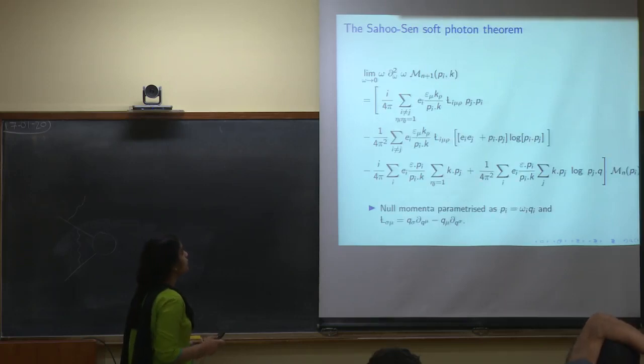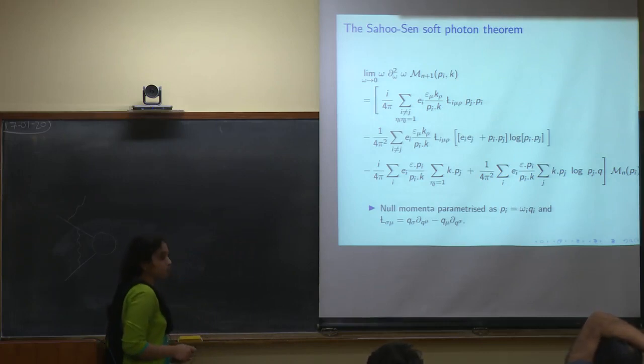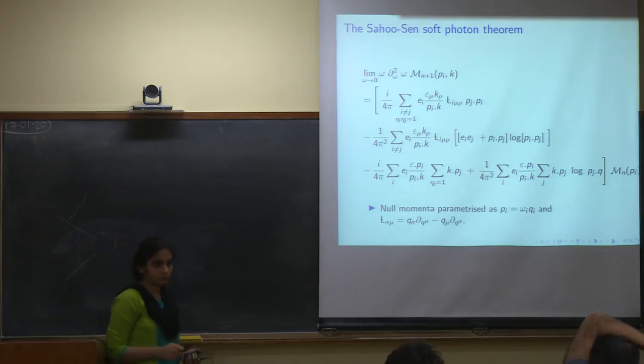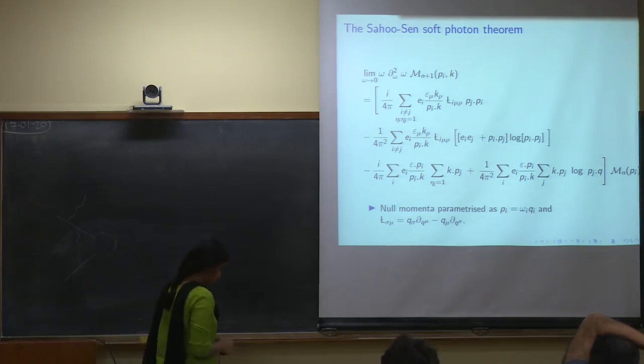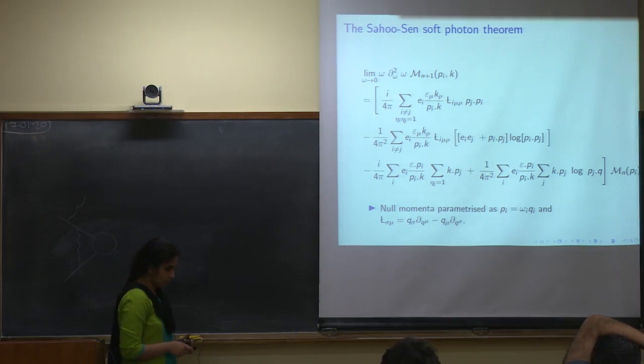Okay, so yeah, this is the Sahoo-Sen soft photon theorem. If I just look at the retarded propagator in presence of the scalar particle, let's say, in this background, at late times it will already have that log behavior, log t or something at large t.